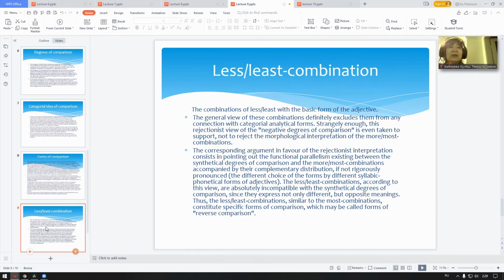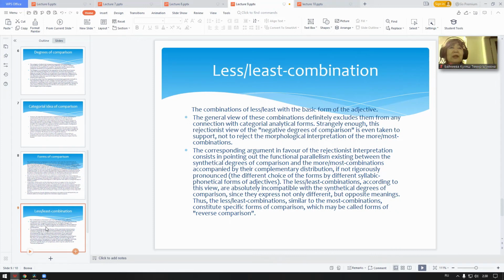Less, least combinations. A combination of less, least with the basic form of the adjective. The general view of these combinations definitely excludes them from any connection with the categorical analytical forms. Strangely enough, this rejectionist view of the negative degrees of comparison is even taken to support, not to reject, the morphological interpretation of the most combinations.